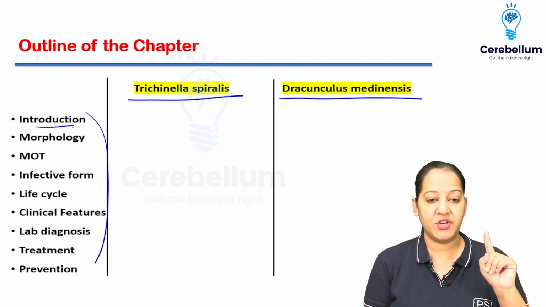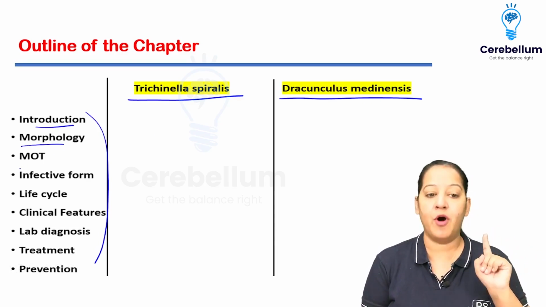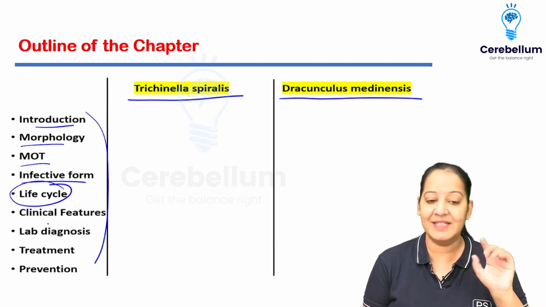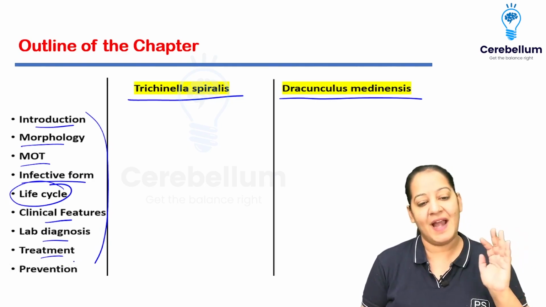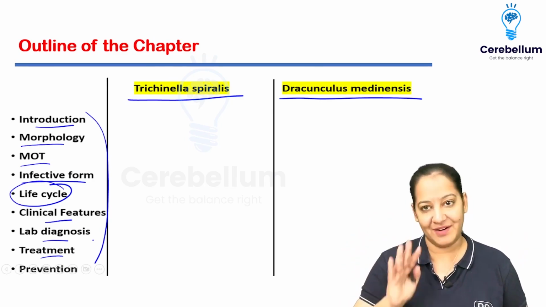First, in the introduction, I will let you know their other names, their discovery, then their morphological forms, their mode of transmission, the infective form, their life cycle, clinical features, lab diagnosis, treatment, the drug of choice, and the prevention. So we will discuss both these worms, the important forms, under these headings.